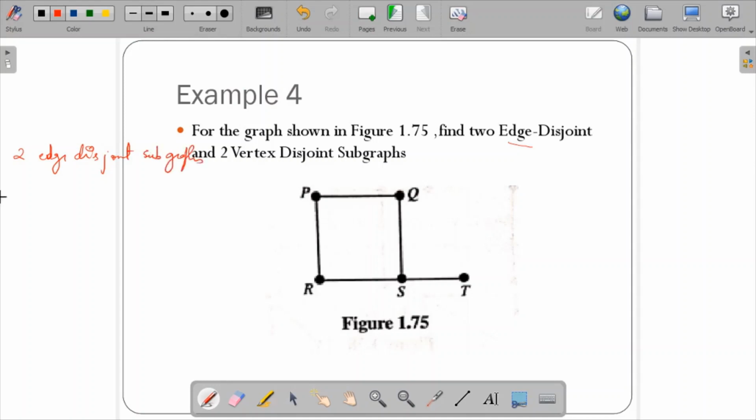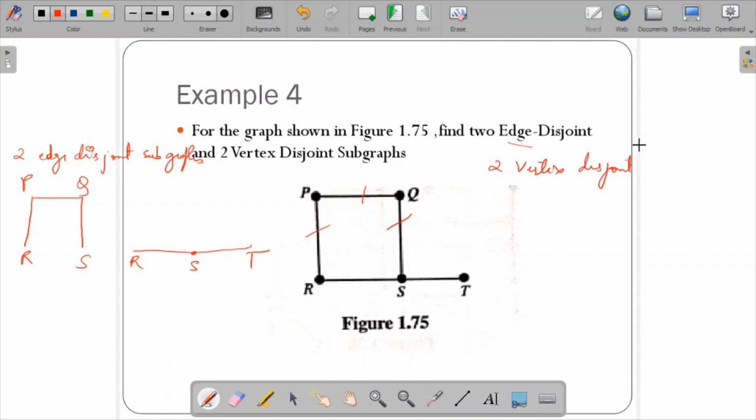Two edge disjoint subgraphs. So you know edge disjoint means there should not be any common edge. So I can make this as one, that is P2Q, and this, that is P2R, P2Q and Q2S for edge disjoint, and there should not be any edge common, and I can make these R, S and T. This is two edge disjoint subgraphs. If you remember, there should not be any common edge, but vertices can be common.